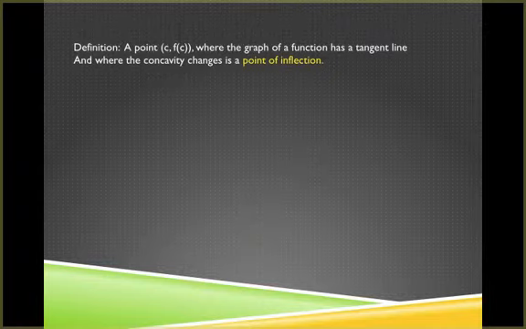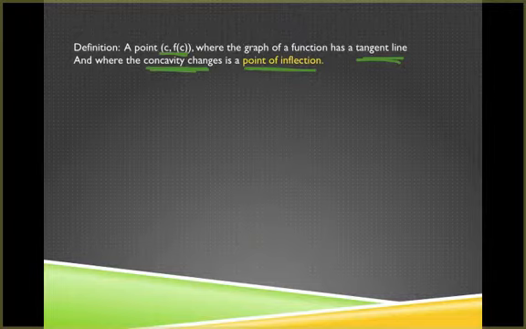One last thing we want to look at is another definition, and this is a definition for a point of inflection. We say that a point (c, f(c)), where the graph of a function has a tangent line, so that's important, and where the concavity changes is called a point of inflection. So as long as your derivative exists and you have a concavity that changes either from positive to negative or negative to positive, then the point where that occurs is called the point of inflection.